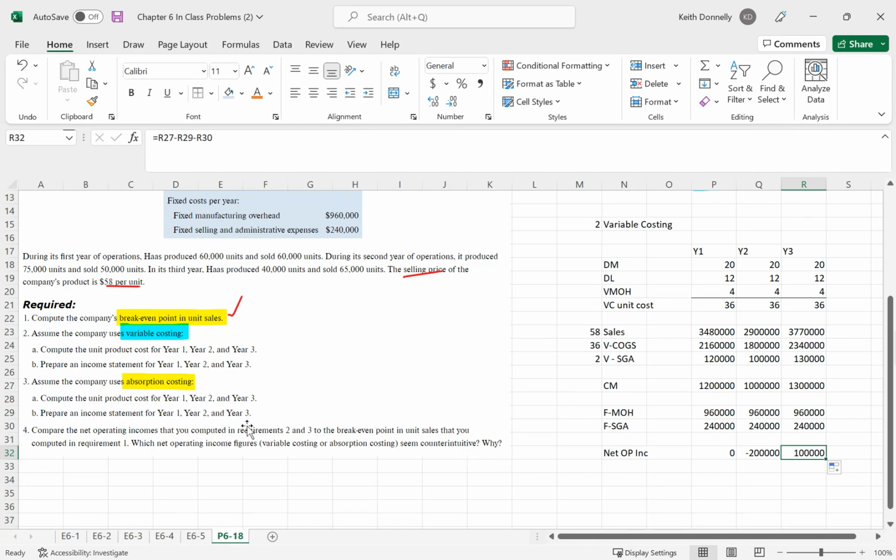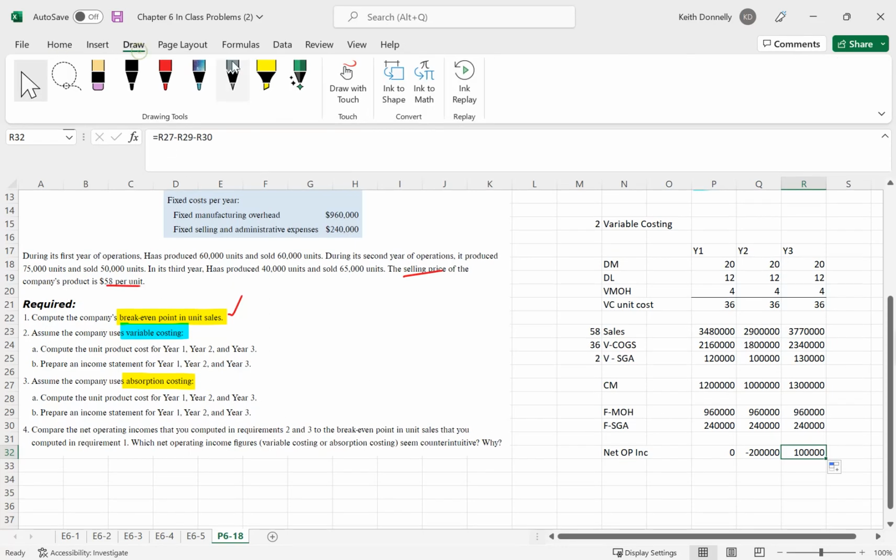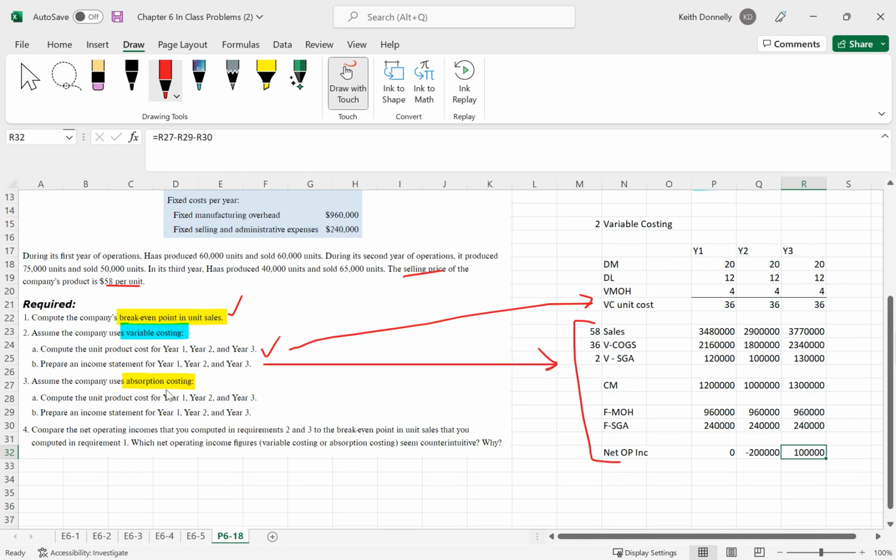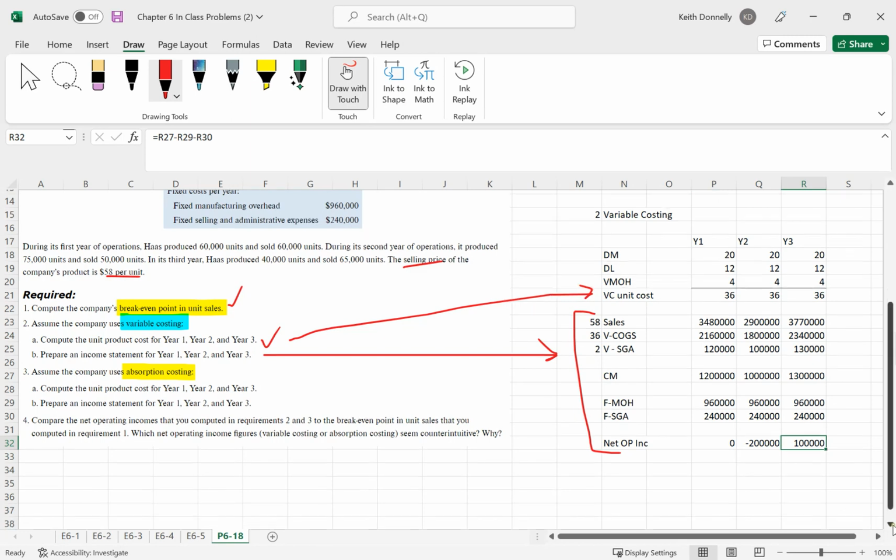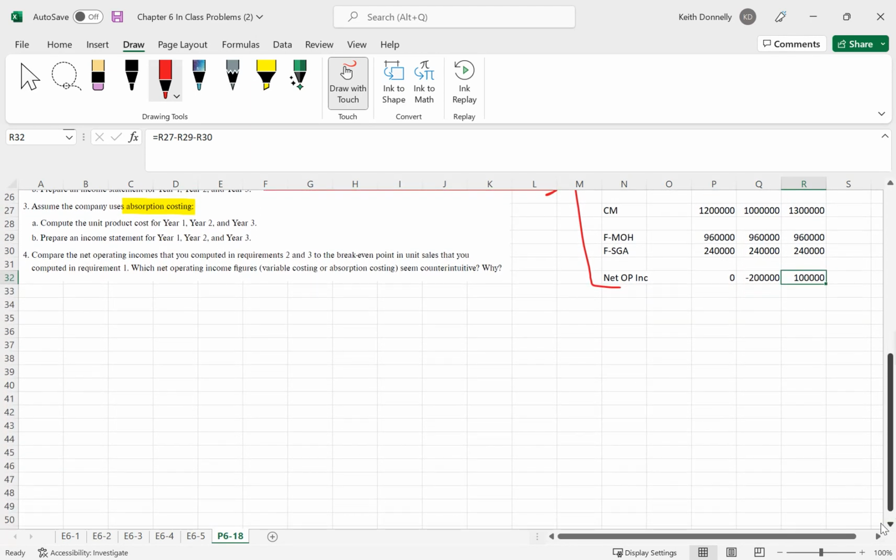Now, if we look at the next thing they're asking us here, we've done 2 now. We computed the per unit cost, that was this one, and then we did an income statement, that was that one. Now we're going to move on to 3 here. For 3, it says assume that they use absorption costing. So for 3, we're going to have absorption costing.